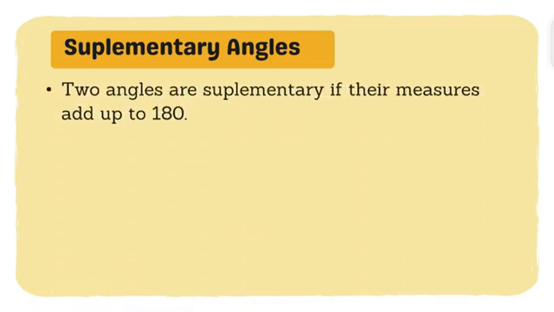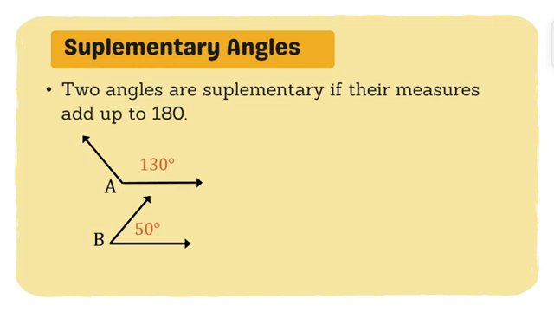Okay? Two angles are supplementary if their measures add up to 180 degrees. Alright. Kung kanina 90 degrees si complementary, ngayon naman ay 180 degrees. Ganito po yung mga examples natin. So we have here angle A. It measures 130 degrees. Tapos si angle B naman, it measures 50 degrees. So pag pinag-add natin sila, we can have a sum of 180 degrees. These two angles are supplementary.